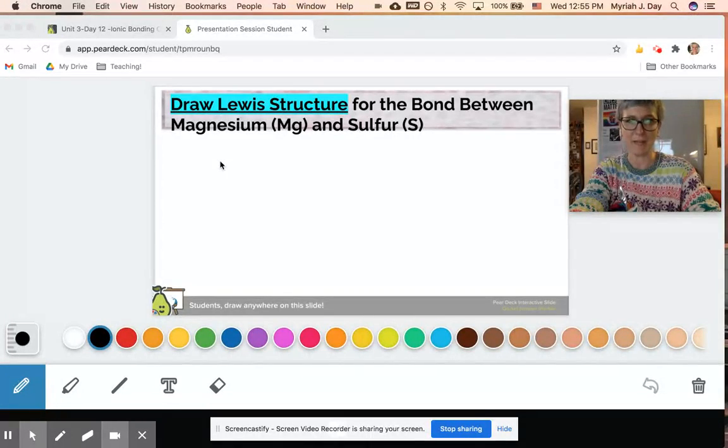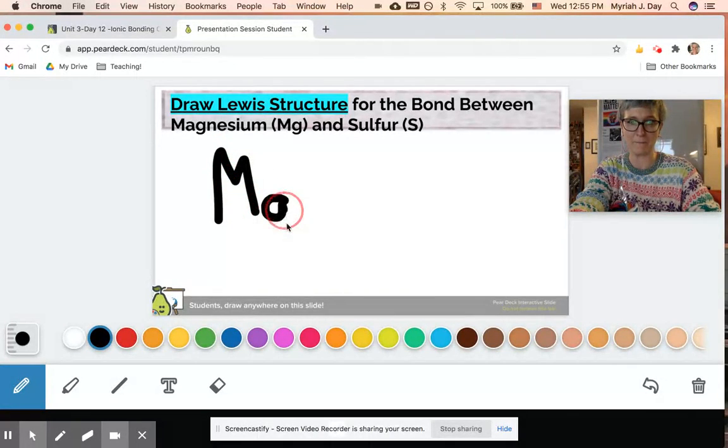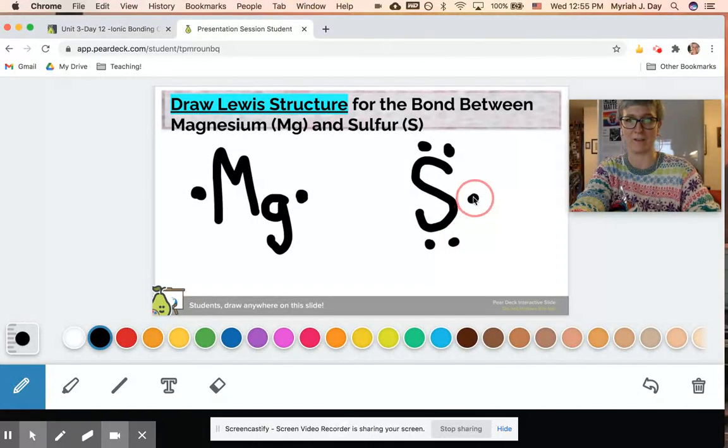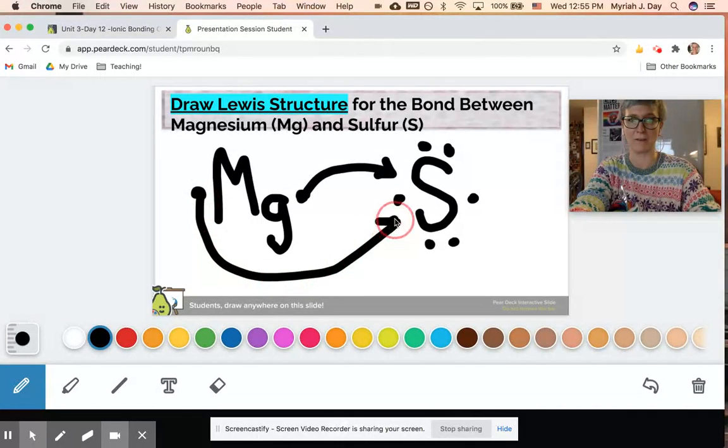So I'm going to draw the Lewis structure for the bond between magnesium and sulfur. Starting out, I've got my magnesium. If I look at it on the periodic table, I'm going to have 2 valence electrons, so I'm going to have 2 dots. And sulfur is going to have 6, because it's in group 6 or 16, depending on how you're looking at it. But it needs 2 valence electrons, so I'm going to take this electron and bond it to sulfur. So that's what it would look like for the structure between magnesium and sulfur.